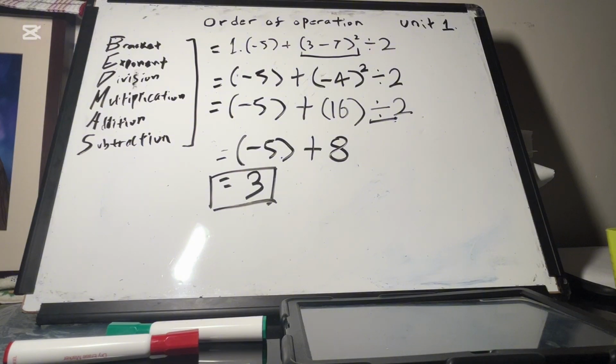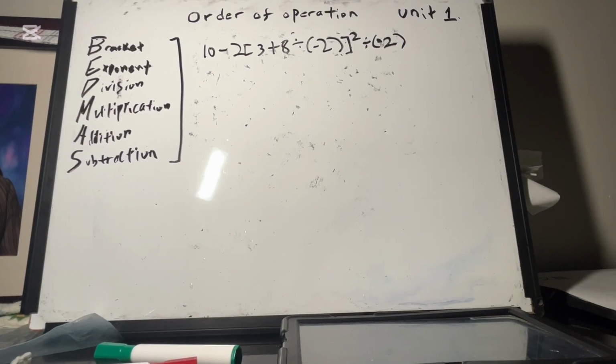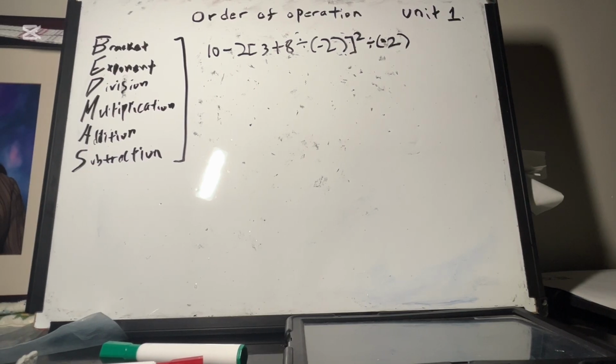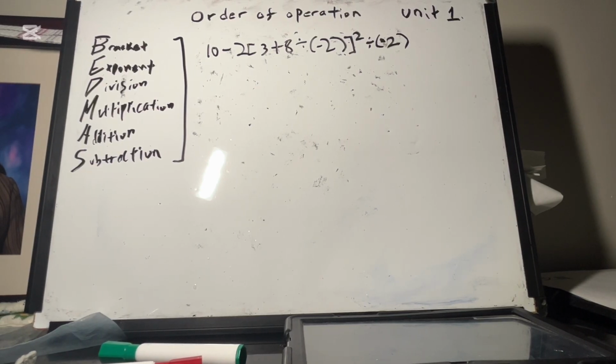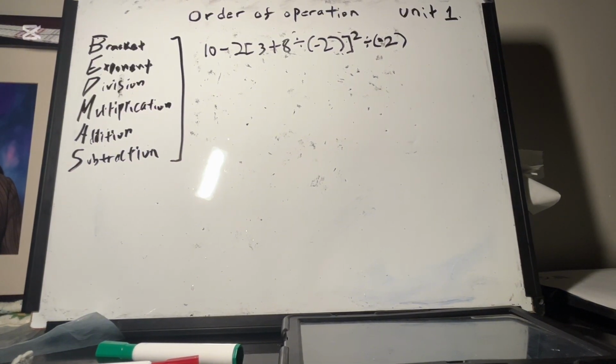So if this is a word question, you say that whatever this equation is, it equals 3. And we move on to the next set of questions. So let me repeat this. The order of operations from here: bracket, exponent, division, multiplication, addition, and subtraction.